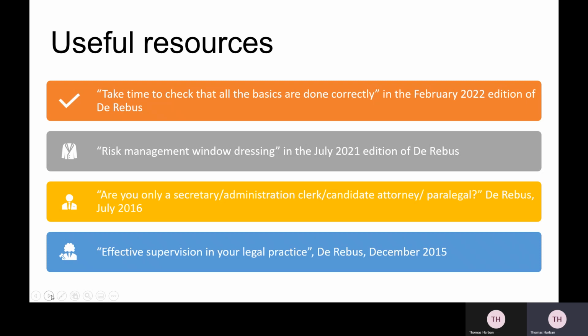Some useful resources that you can have regard to are listed on the slide. Please look at them. These are all articles that are available in Database. You can access the Database on the website www.database.org.za if you do not have the hard copies.